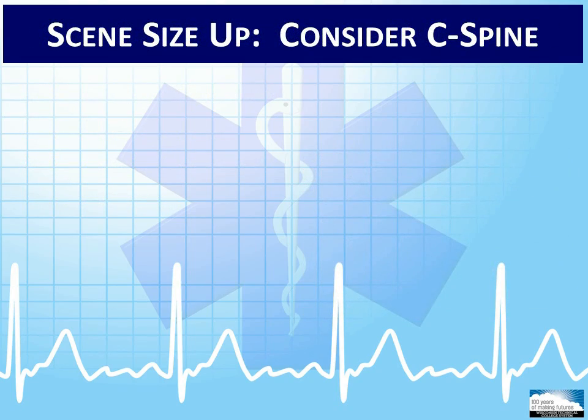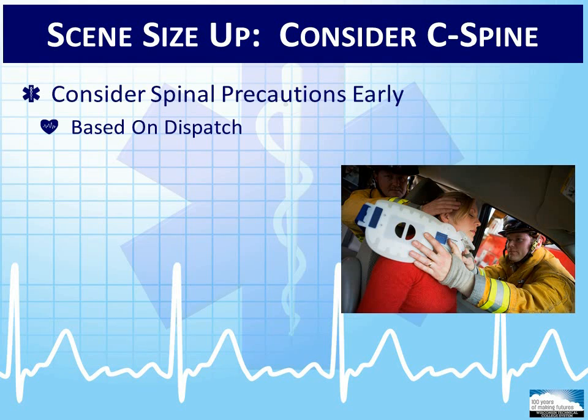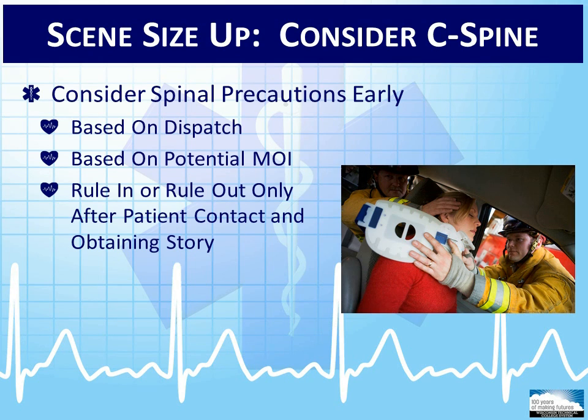When discussing MOI, considering spinal precautions early in the size-up process can prove very beneficial in providing rapid, effective patient care. Considering spinal precautions is just that, however, a consideration. Once an EMT reaches a patient, it will be necessary for the EMT to rule in or rule out the need for spinal precautions on both medical and trauma patients by interviewing the patient and bystanders to get the story.